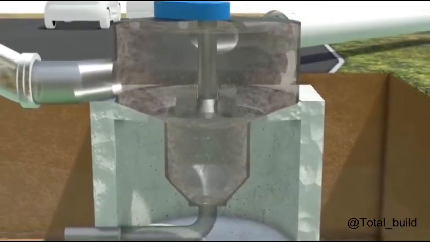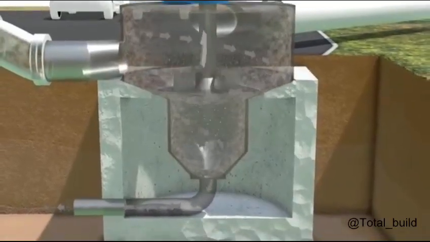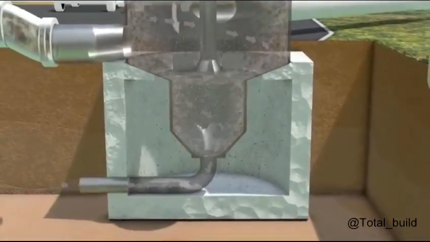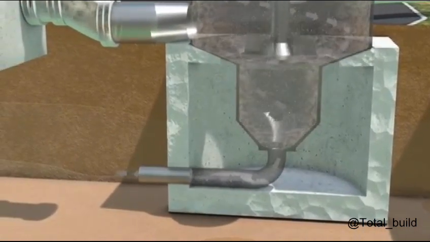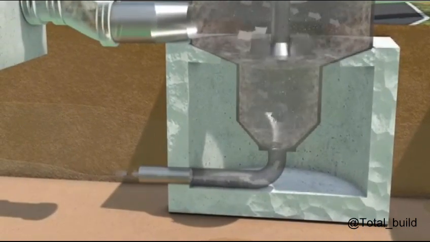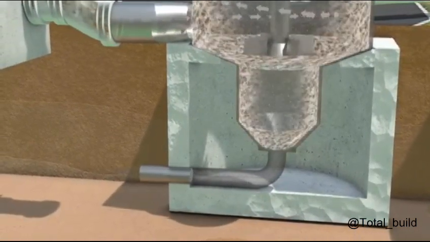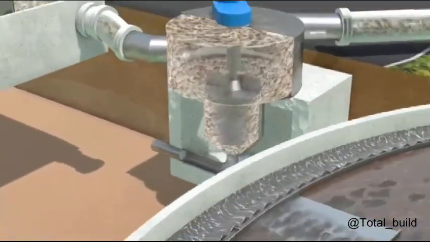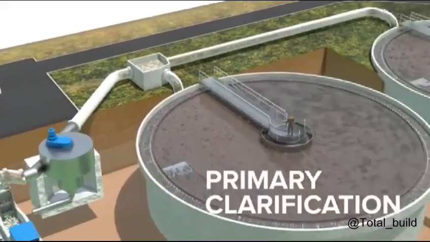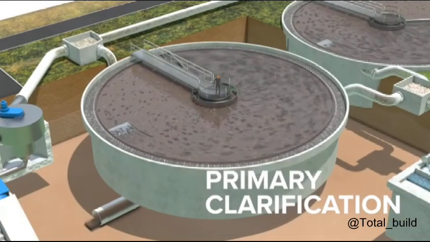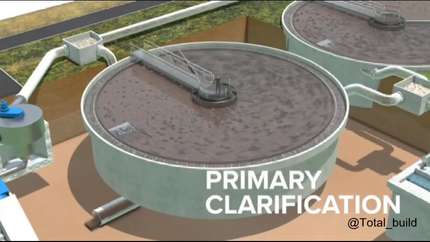These heavier grit particles are forced down chamber walls and out at the bottom. The grit is collected to undergo its own separate dewatering and washing process. The wastewater leaves the headworks towards primary clarification. Primary clarification separates organic matter from the wastewater.